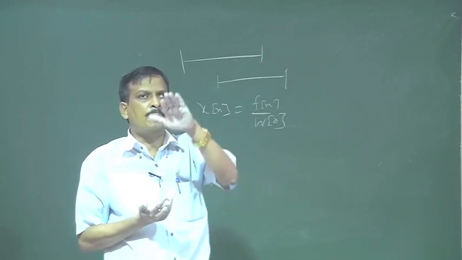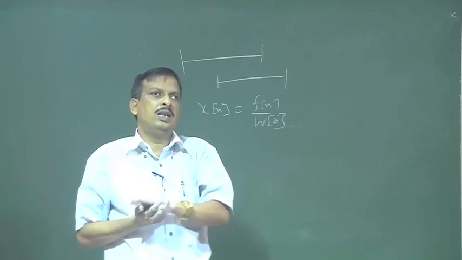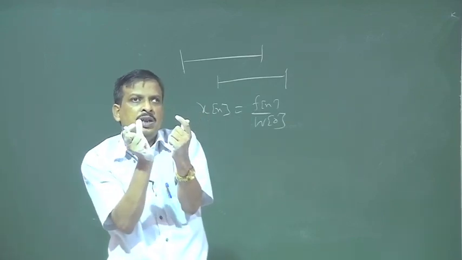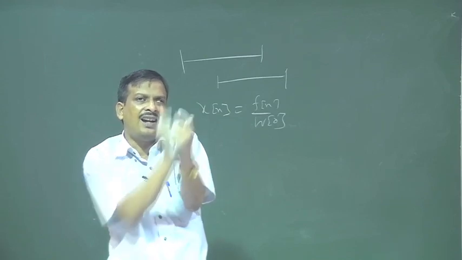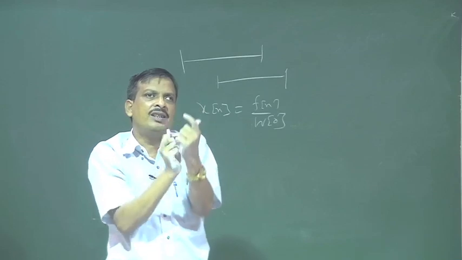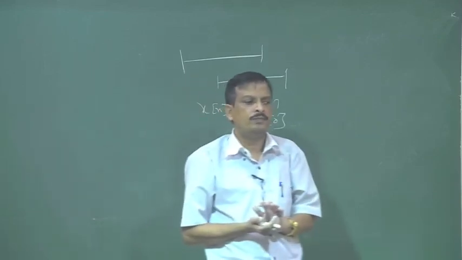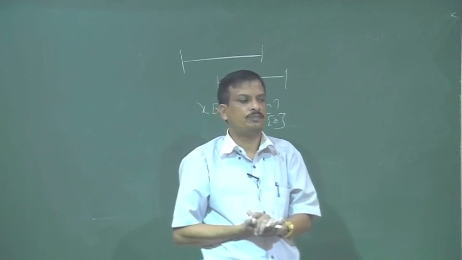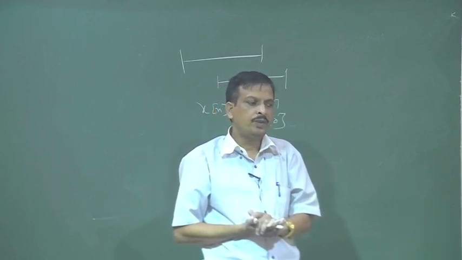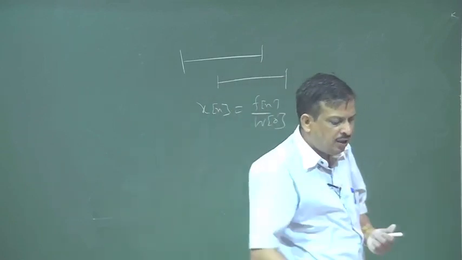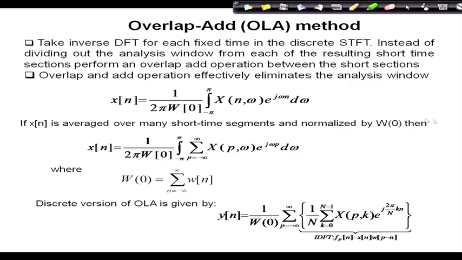So, instead of dividing by W0, I take the overlapping analysis windows, and if I add them, due to this overlap addition the effect of the analysis window will be removed. So, if Xn is the average over many short time segments, instead of normalizing by W0, then Xn is nothing but this one. I am not doing the mathematics here; you can see it from these slides. Where W0 is given by this one.